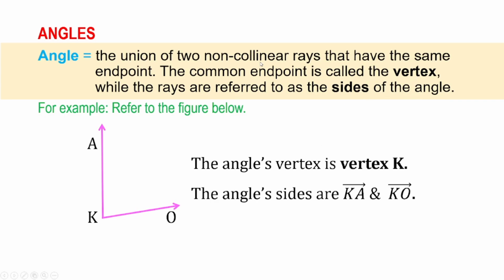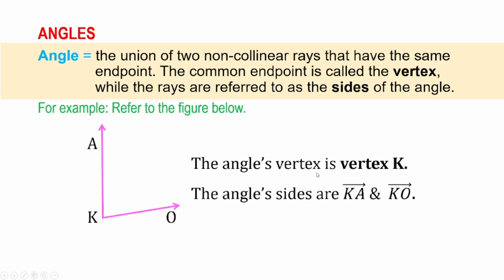So again, we need two non-collinear rays. The rays must not form one line and their endpoints must be common. So if we look here class at the figure on the left, this is an example of an angle. As you can see, one ray points up and the other ray somewhat points to the right, and this is actually ray KO pointing to the right. And as you see, the endpoint of KO is K, and the endpoint of ray KA is also K. So they share the common endpoint K.